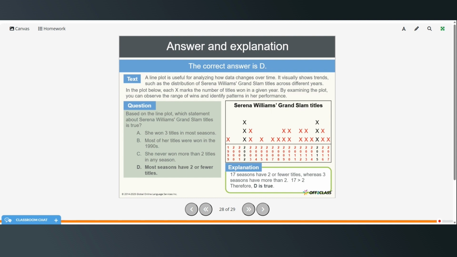Okay, the question is based on the plot line. In which statement about Serena Williams' Grand Slam titles is true? The answer is D. Most seasons have 2 or fewer titles. And so we can look at the tally table. There are 17 seasons that had 2 or fewer titles, whereas 3 seasons have more than 2. So 17 is greater than 2, so therefore answer D is true.